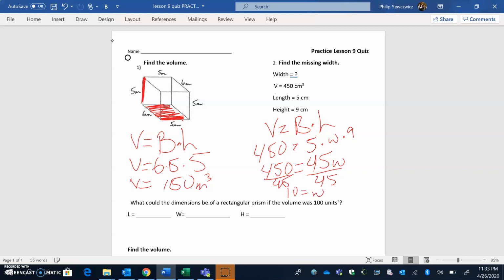And again, we can check our work because 5 times 10 is 50. 50 times 9 is 450. Oh, there it goes. It works.